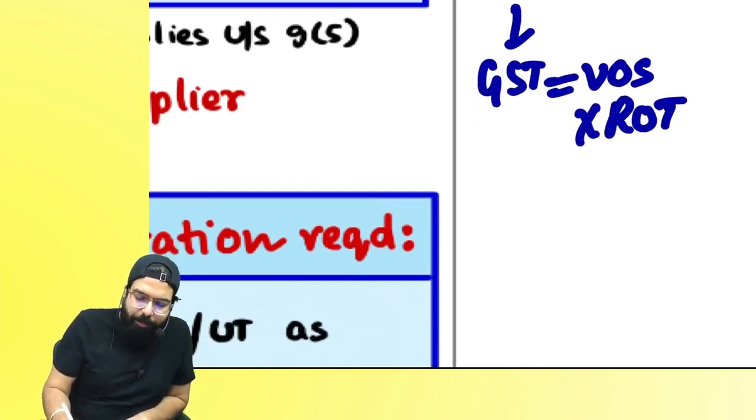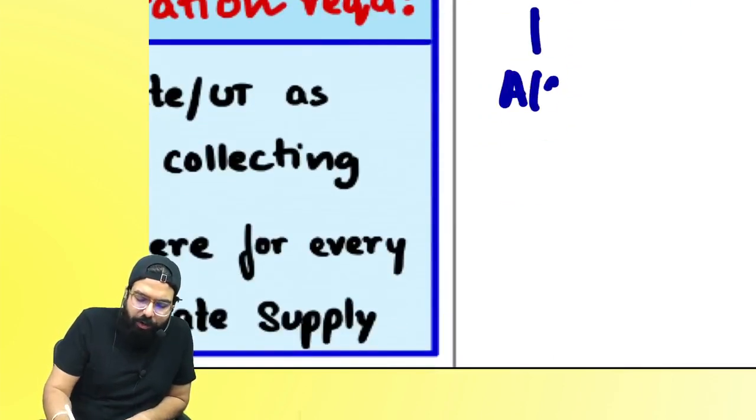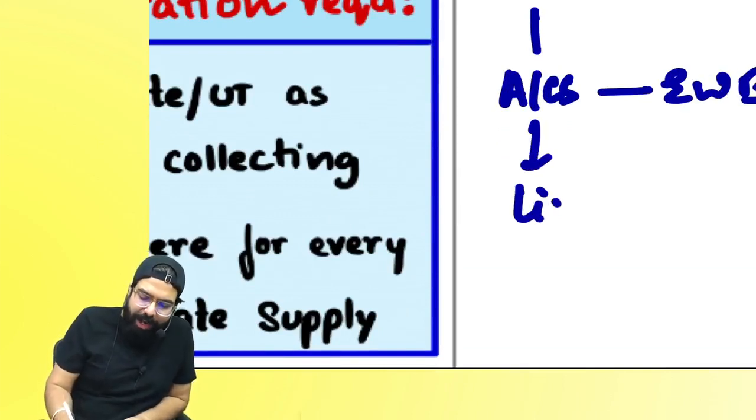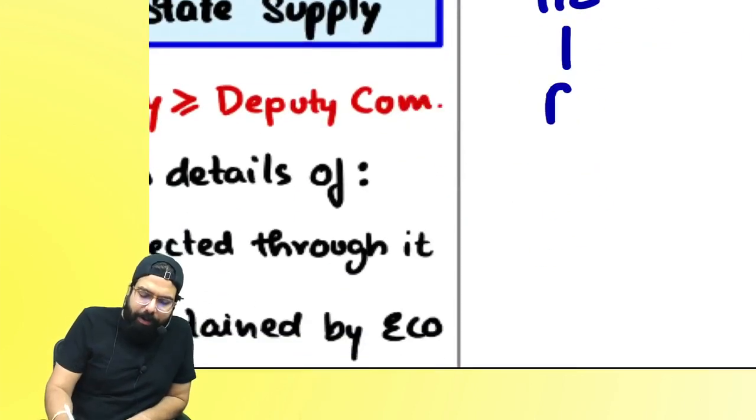Once you know the value, you will prepare the tax invoice, credit note, and debit note. You will maintain your accounts and send the goods to the other person with the help of an e-way bill. Now your liability will come. You will use your input tax credit, and the remaining amount you will pay.